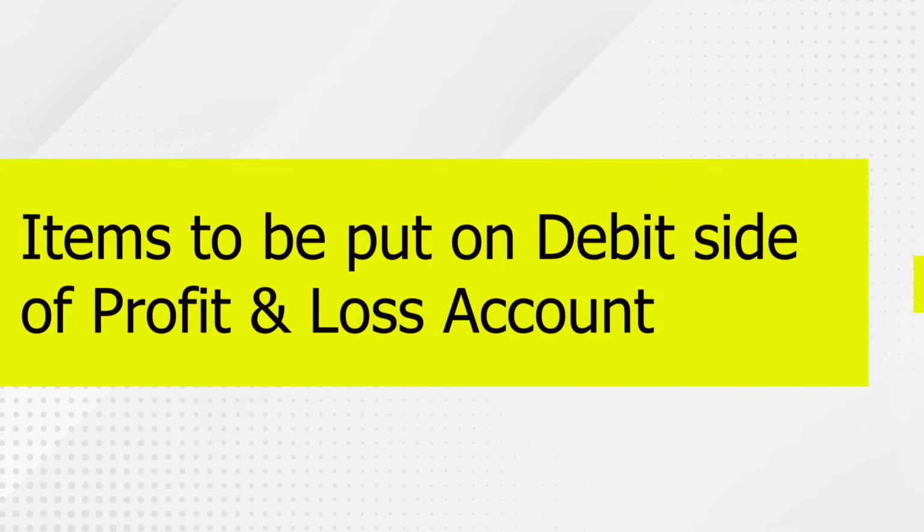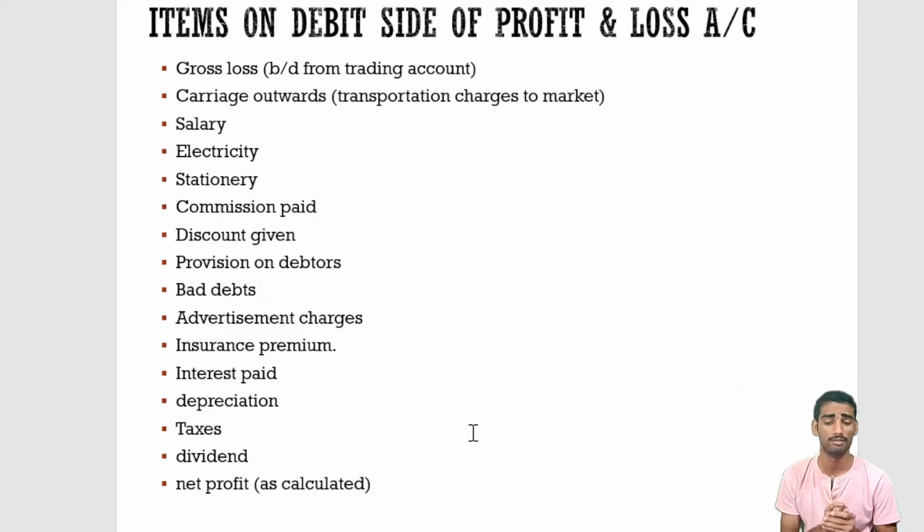Now coming to the important thing that I have already said in the trading account too, you have to keep some things in mind, okay? What you have to put on the left side, or debit side, of the profit and loss account: gross loss, that is from the trading account. Carriage outward, that is the transportation charge. I already told you that carriage outward means transportation charge. Then salary, electricity, stationery, commission paid, discount given, provision for debtors, bad debts, advertisement charge, meaning any company incurs advertisement charges. So all that will be put on the left side, that is the debit side.